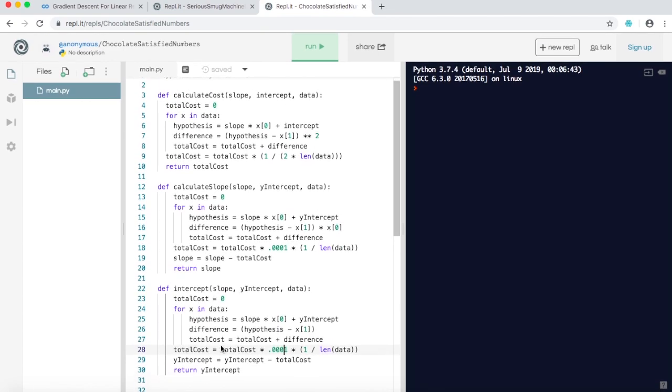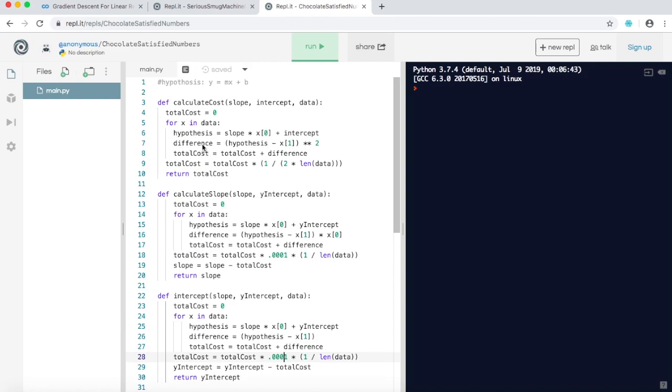So overall, we have the cost function here, which is calculating cost, and we have these functions here, slope and y-intercept, which are adjusting the slope and the y-intercept as we are calculating cost, such that eventually we will find the slope and the y-intercept that fit the data the best.